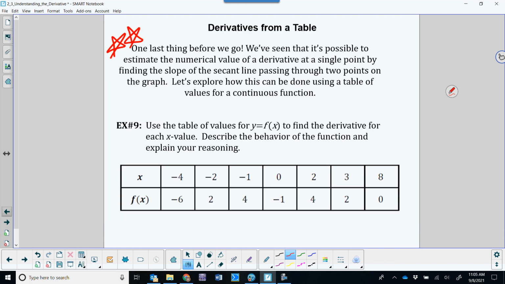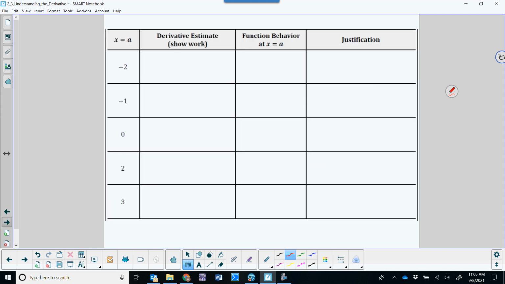Well, to estimate the derivative at -2, I'm going to pick the two closest places, and I'm going to use these 2 points, and I'm going to write out the derivative. Very simple. So what I'm going to do is say f prime of -2 is approximately. Be sure you're practicing notation, notation, notation. This is not what it equals. This is approximately what it is.